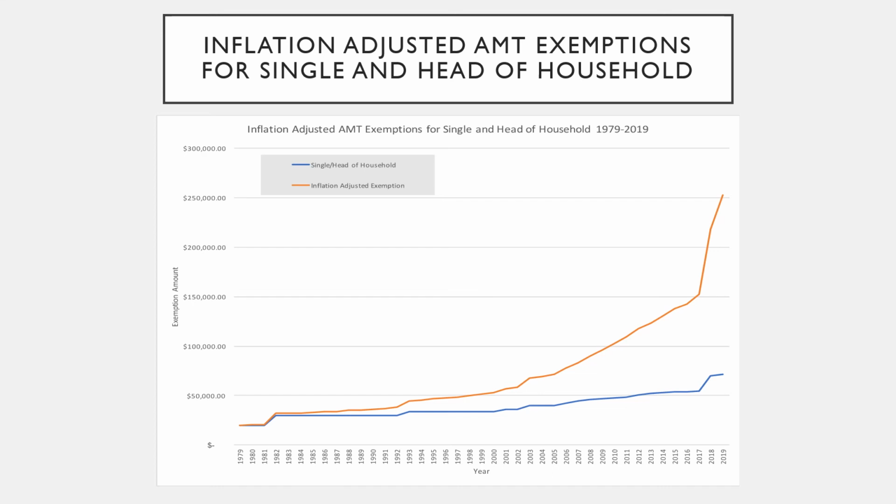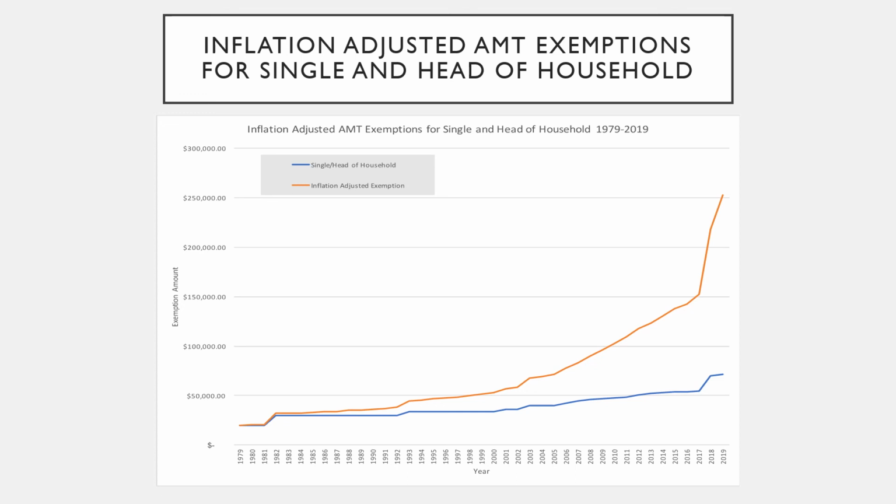This graph illustrates the inflation-adjusted AMT exemptions for single and head of household taxpayers from 1979 to 2019. The blue line represents the actual exemption amount for taxpayers filing single and head of household. Notice the orange line representing the inflation-adjusted exemptions for single and head of household increases more progressively because each exemption amount was adjusted for inflation beginning in 1979. Additionally, the blue line was not adjusted for inflation until 2012.